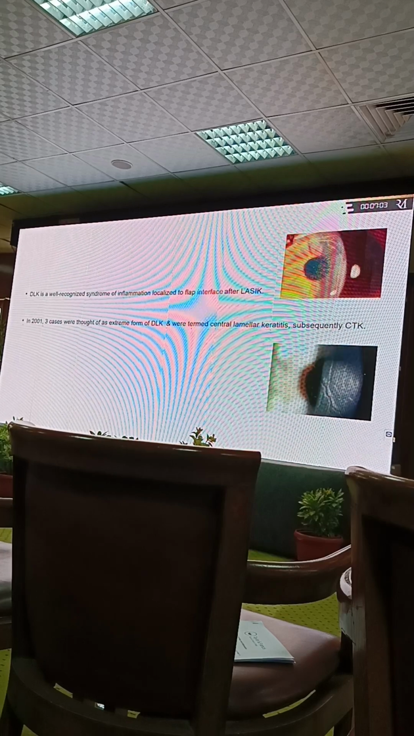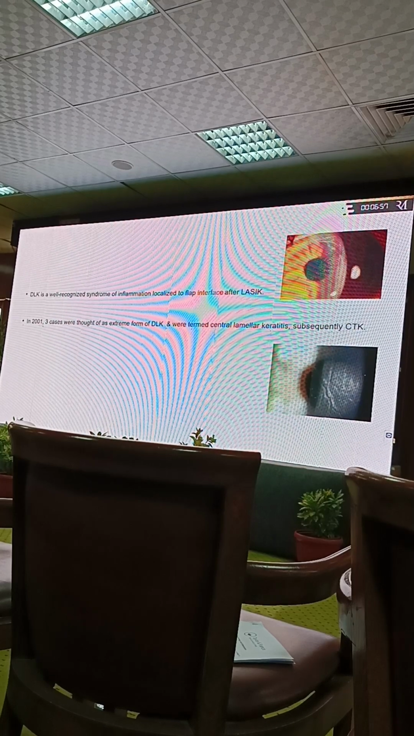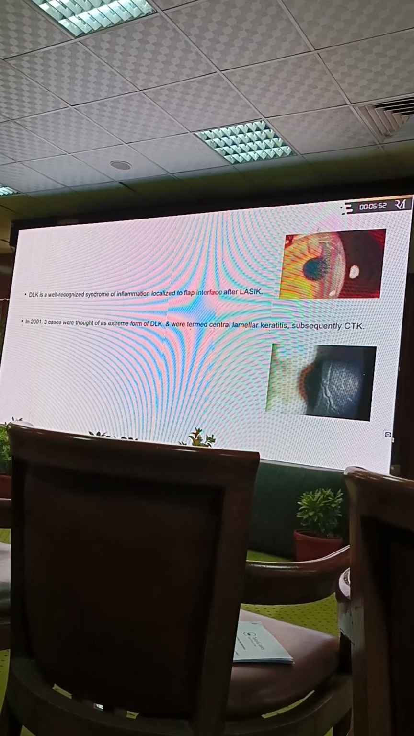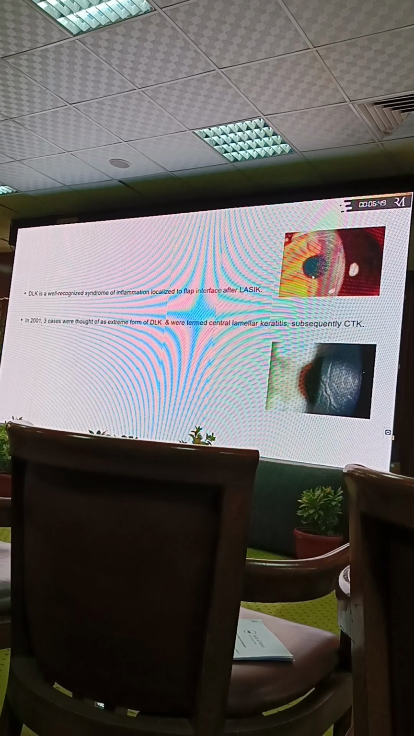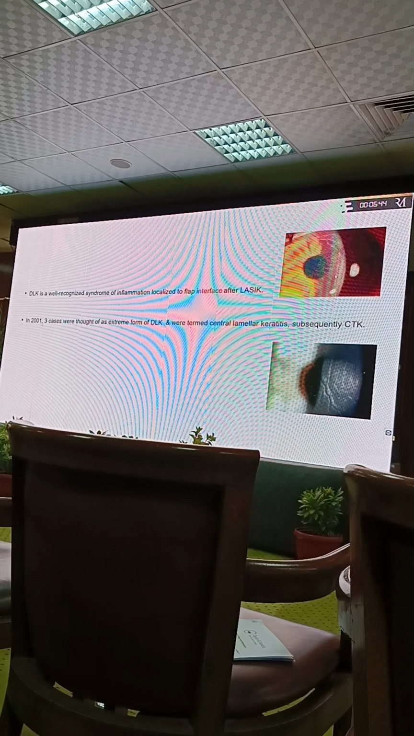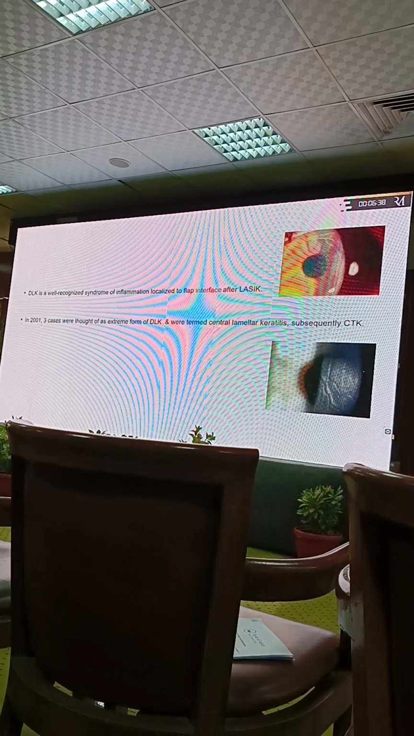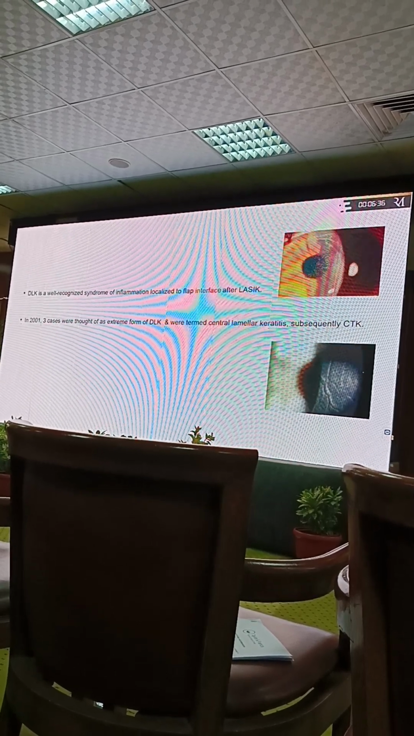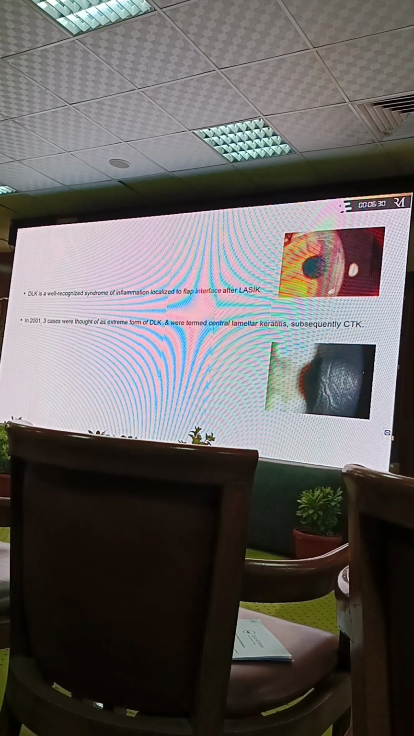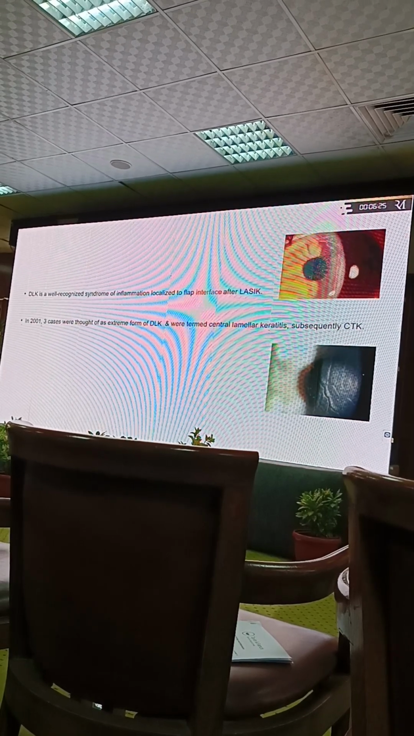DLK, or diffuse lamellar keratitis, is a well-recognized syndrome of inflammation localized to the flap interface after LASIK, and it is very common after LASIK to have this picture in the upper photo. It's diffuse under the flap, and the units are minute granules, sometimes called sands of Sahara if it's aggressive. But in 2001, 3 cases were thought of as an extreme form of DLK, and were termed central lamellar keratitis and subsequently termed central toxic keratopathy.